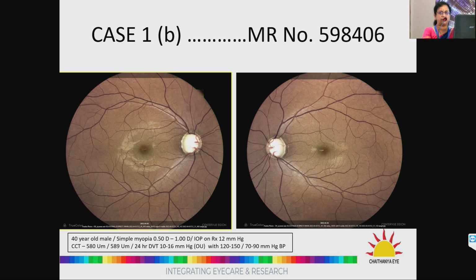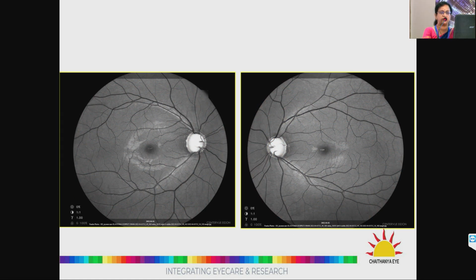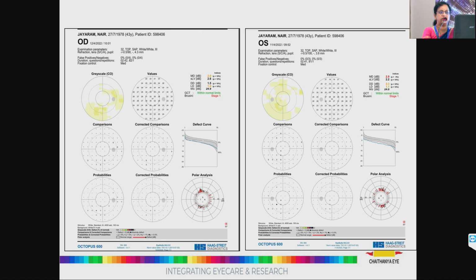So I stopped the medication, asked him to come back 2 months later for a 24-hour DVT with 24-hour BP charting, and that was done. And it was within normal limits of just 10 to 14 to 16 millimeters of mercury. So the medication was discontinued, and he's been followed till 2022 last with normal fields.